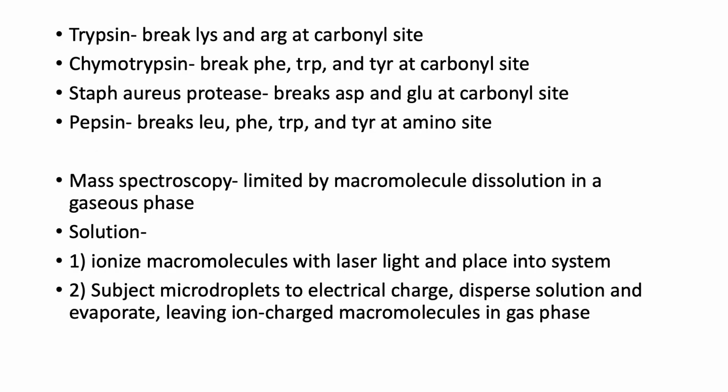Some of these are found in the human body, and they're used quite extensively to break down foodstuffs. But we talk about trypsin. We talk about trypsin breaking a protein so that lysine and arginine are at the carbonyl site. We talk about chymotrypsin. These are both pancreatic enzymes. They will break so that the phenylalanine, tryptophan, and tyrosine are at the carbonyl site.